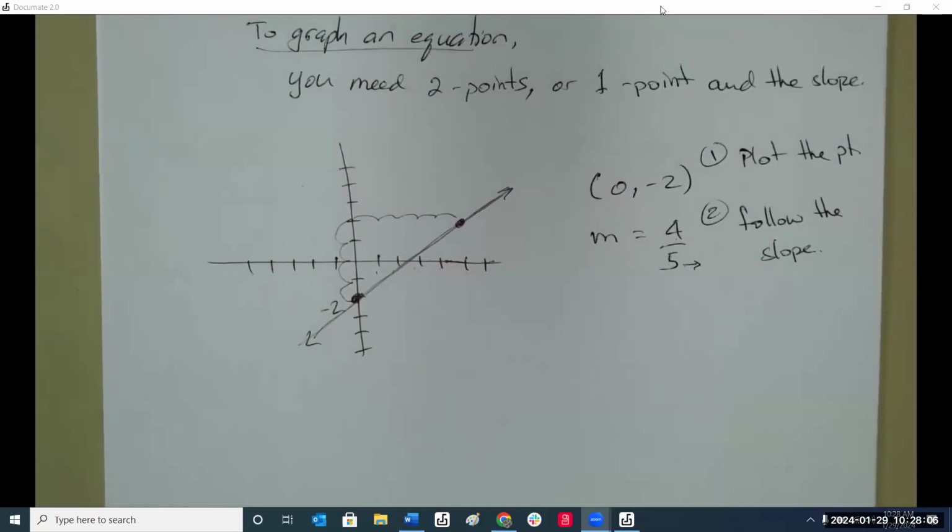So what we're trying to do here is, if our 2 points don't work, then if we could find 1 point, an intercept, then we can move on from there.